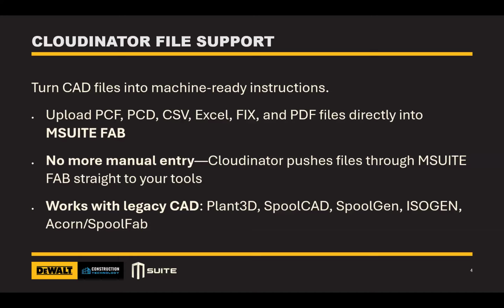Okay, so we're going to support PCF files, which come from multiple sources. PCD files could either be Tekla or Acorn Spool Fab. CSV files, modern Excel files, fixed files, I think are Isogen. And then we can use PDF files to really simulate on MSUITE what you would experience when you're uploading a drawing straight out of Revit. So by the time you get into MSUITE, for the most part, it looks like it came from a better CAD system like Revit. Like Matt said, there's really no manual entry. This all gets parsed straight from the files, and then we're able to pull these data files back down from MSUITE.